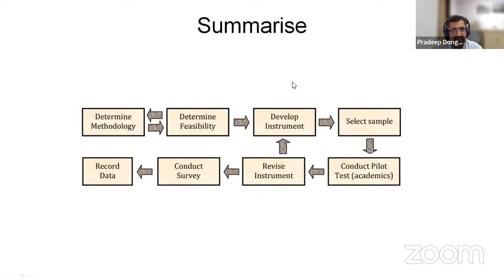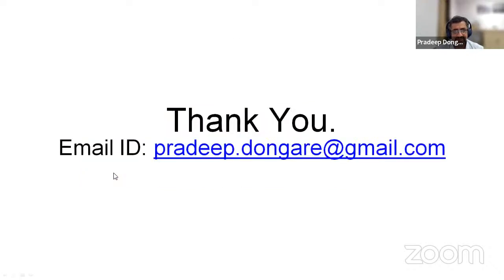So to summarize, whenever you are designing a survey, you determine the methodology. That means you feel that probably the best method to elicit the data or solve your problem would be to do a survey, and you determine whether it's going to be feasible. Then you develop your instrument, you select a sample, you conduct a pilot, revise your instrument, develop the instrument again. And once you're sure about your instrument, you conduct your survey, and then you record your data.